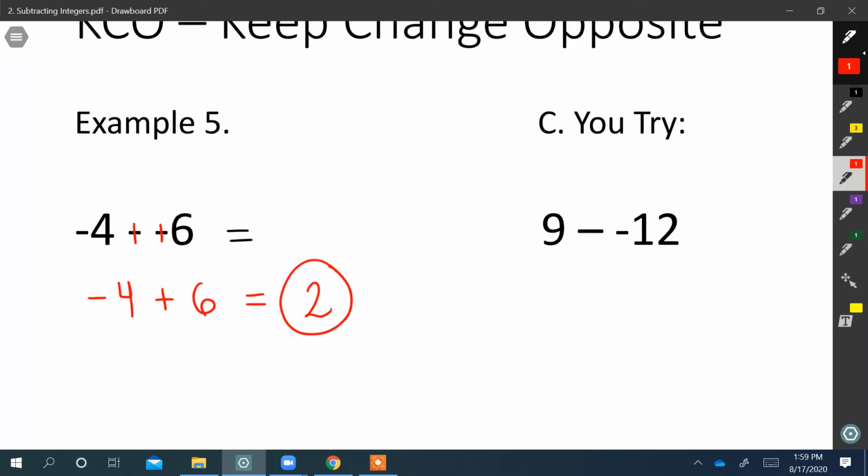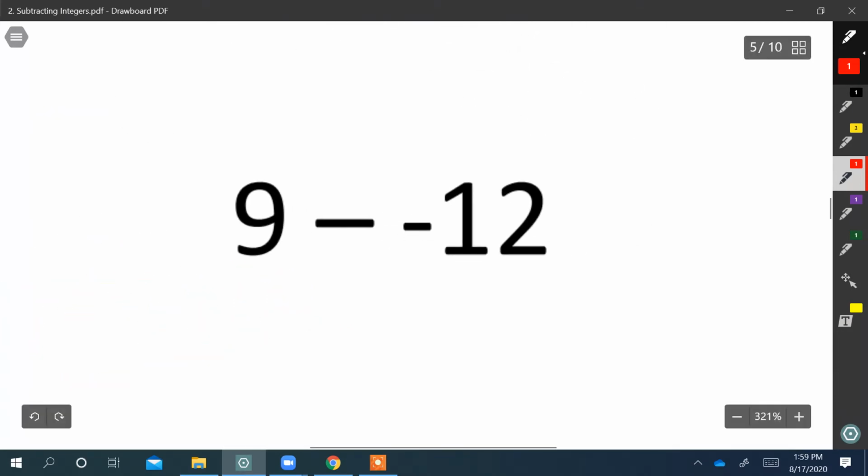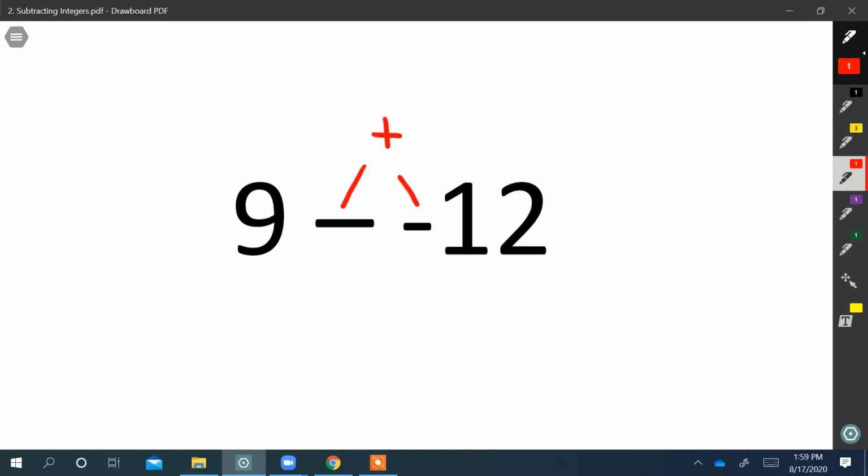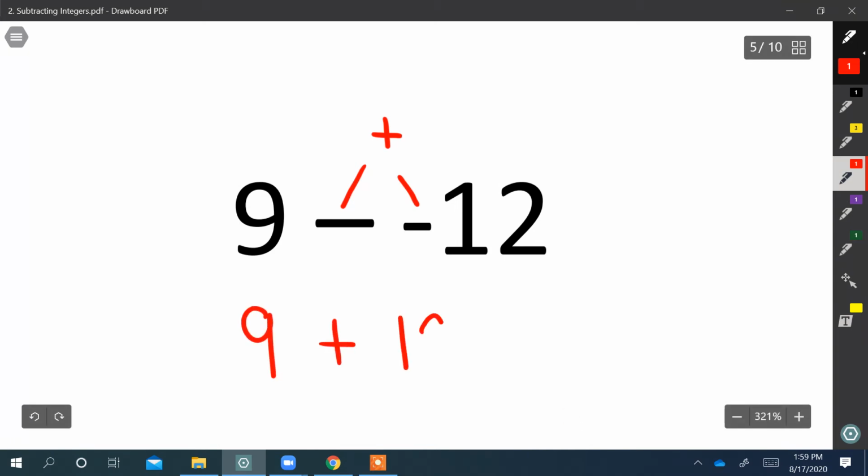Try problem C. Alright, you can try on this one here, for example. I have two negatives right there. That, to me, turns into a positive. All I have to do is add 9 plus 12. And that should give you 21.